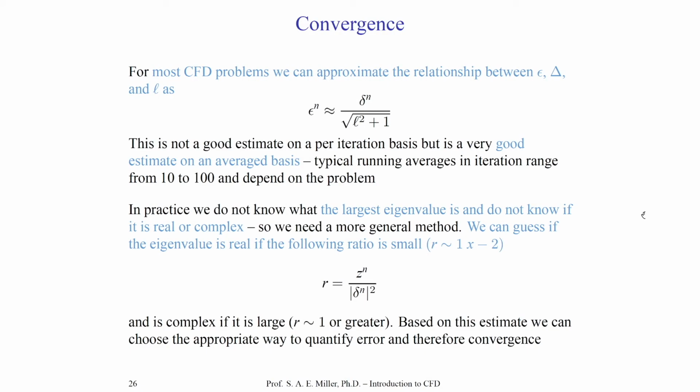Now, for most CFD problems we look at, we can approximate the relationships between epsilon, delta, and L. And we've done this through this equation here. But of course, it's only an approximation. It is not good practice to estimate these types of things on a per iteration basis, but it is a very good estimate on an average basis through the iterations of a steady solver. Now, typically the running averages in iterations might range from 10 to 100 and depend on the problem. This will all be done for you by a CFD solver automatically.